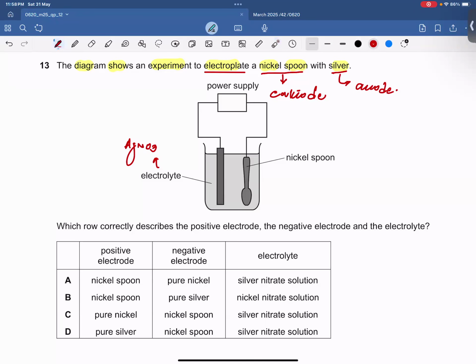So positive electrode is anode. Negative electrode is cathode. Anode is made up of silver. Negative electrode needs to be the nickel spoon. Electrolyte needs to be silver nitrate. So the right answer obviously is going to be D.